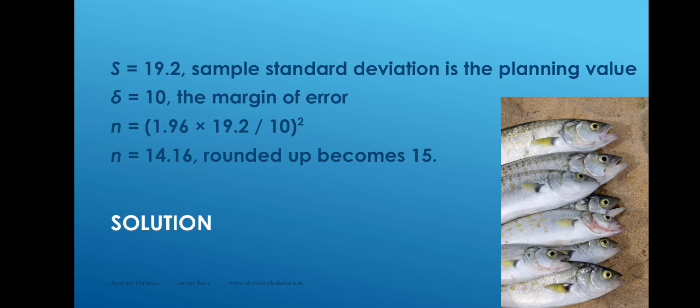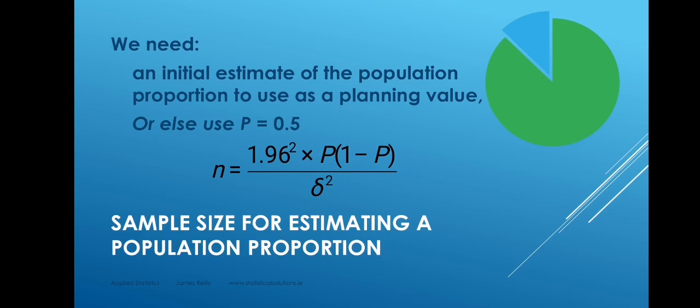We're now going to move on to calculating a sample size for estimating a population proportion. So when we want to know the proportion of a population that possesses some attribute, again we take a sample from the population and we observe the proportion within the sample which possess that attribute.